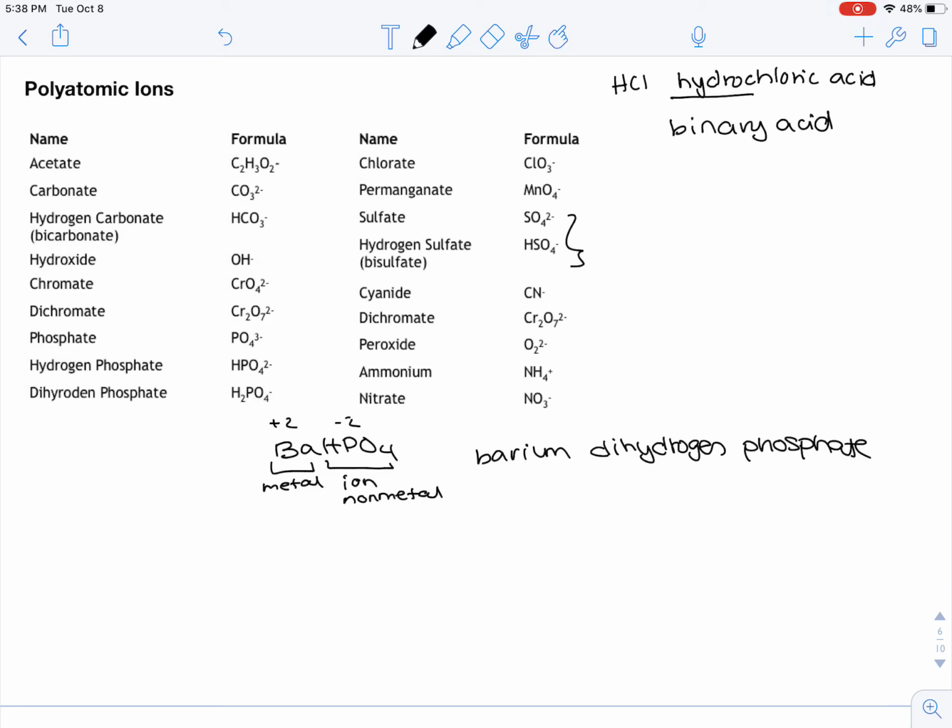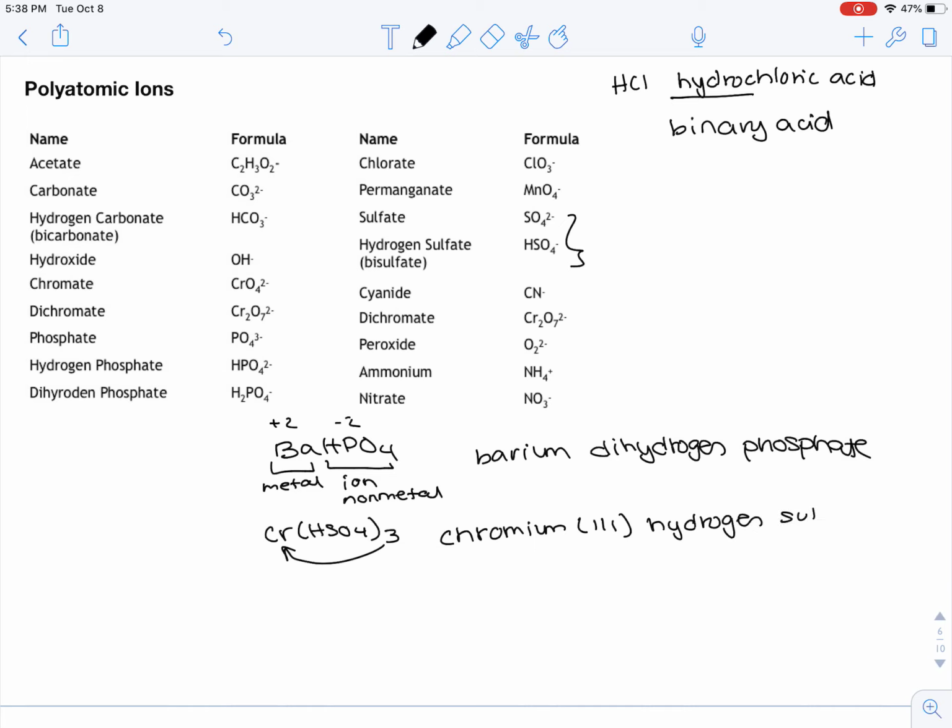Let's try one with a transition metal. Chromium HSO4 3. Okay, I know this is not an acid, this is an ionic nonmetal compound, and then I have my 3. So I know that the 3 comes from the chromium. So this will be chromium 3 in parentheses, hydrogen sulfate.